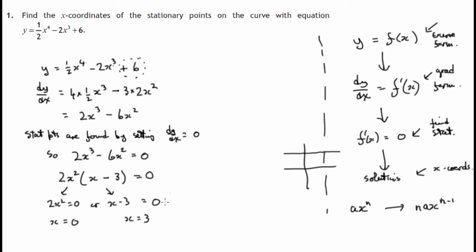Find the x-coordinates of the stationary points on the curve with the equation y equals a half x to the 4 minus 2x cubed plus 6. There they are. X equals 0, x equals 3.